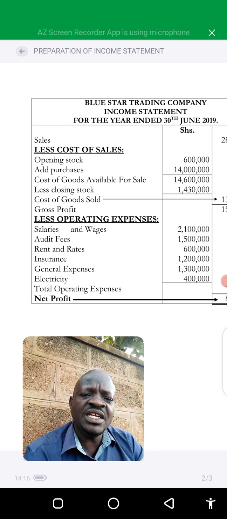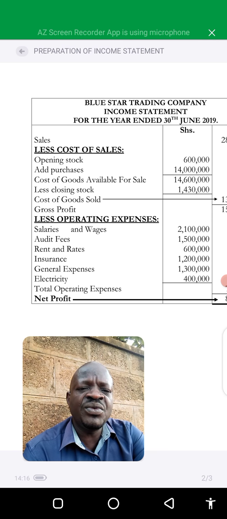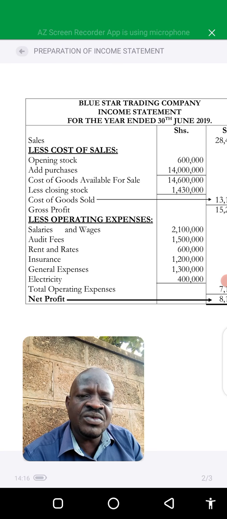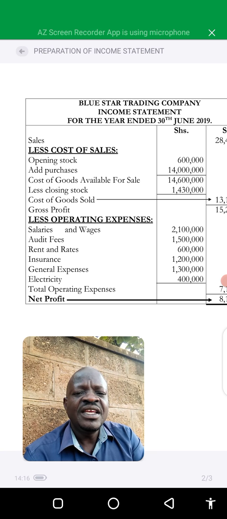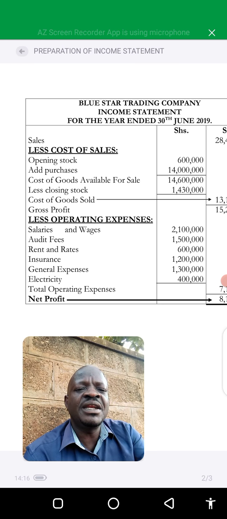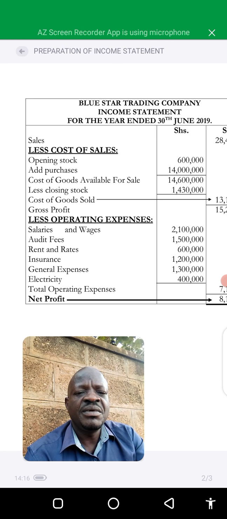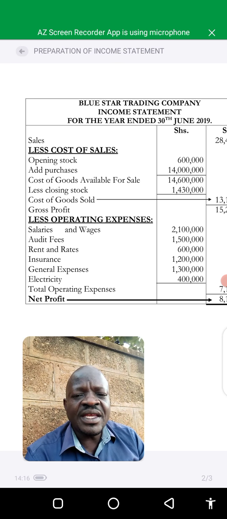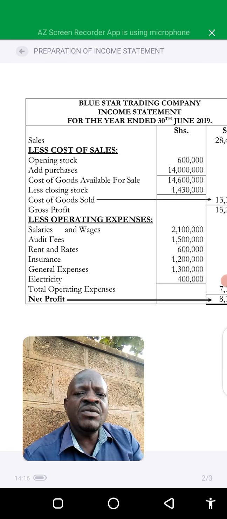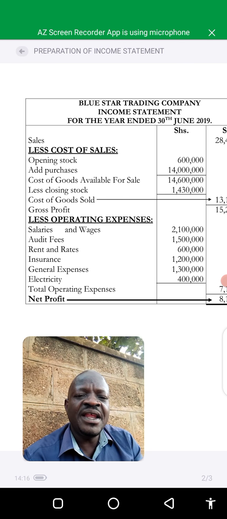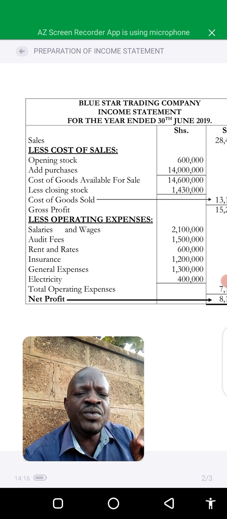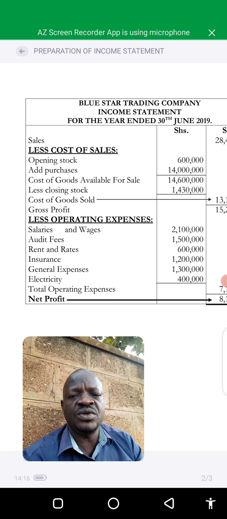But when you sell these goods and you get sales of 28,400,000, when the year ends, there are certain goods that you have not sold. Remember, 14 million is like the cost, because you buy goods at a lower price, aiming at selling them at a higher price. That's why you see sales being a higher price. Those goods you have not yet sold remain as closing stock. Therefore, you get the cost of goods available for sale minus closing stock. That's why I say less closing stock.